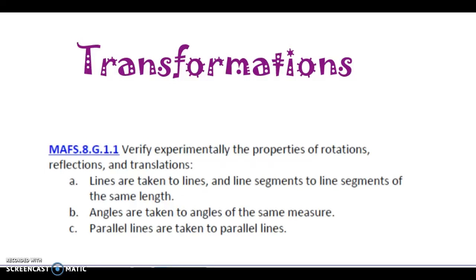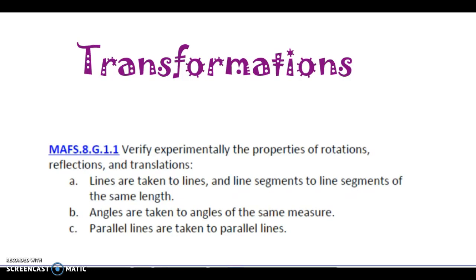Okay, this starts off Unit 6. This is transformations, similarity, and congruence. And in this lesson, we're going to be talking about transformations and verify experimentally the properties of rotations, reflections, and translations, which we'll get into in just a minute.